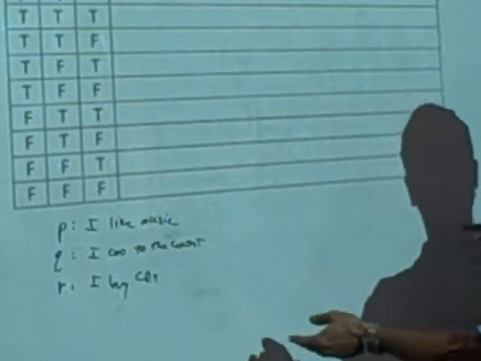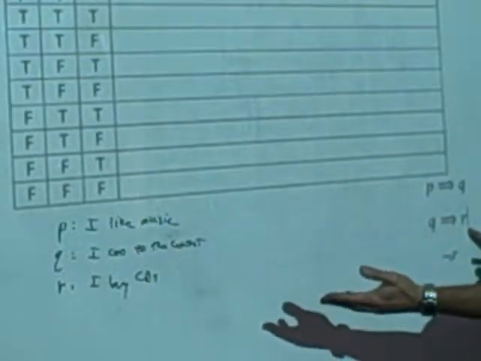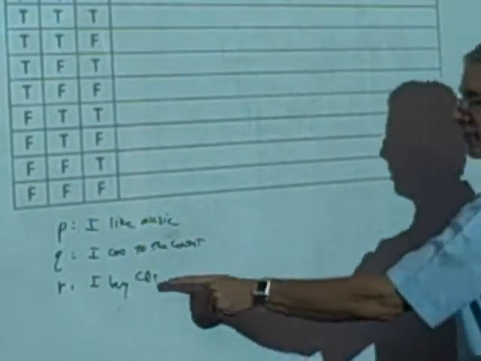Then if I go to the concert, then I will buy CDs. That's the second one, okay? So if Q, then R. Now, the third one is, I do not buy CDs. And we're going to see, does that allow us to conclude that I do not like music? Okay, so that's what we're going to figure out. We're going to write each one of these in its own column and see if all of these conjuncted together imply this or not. So I want to build this up.